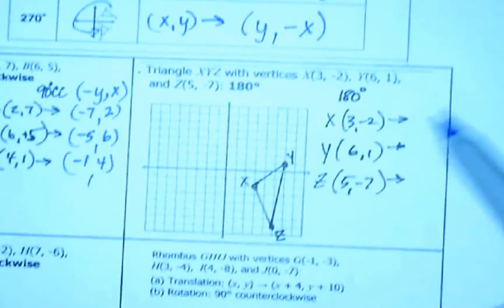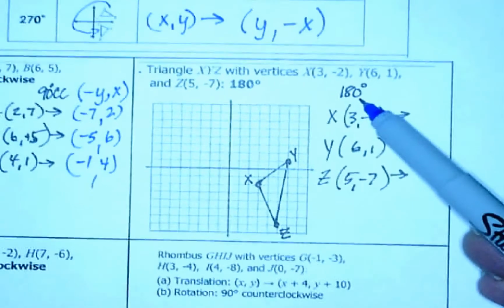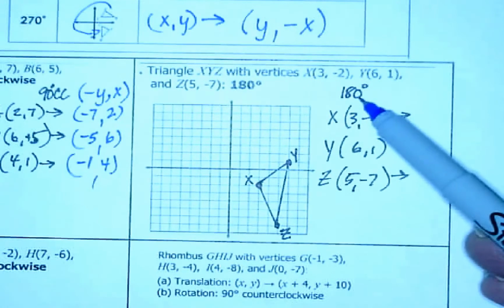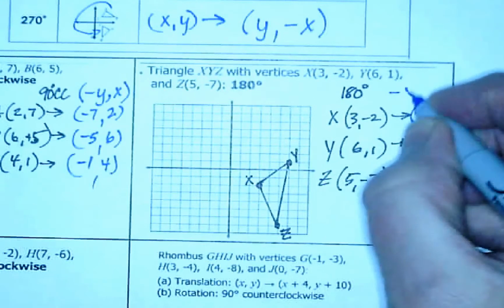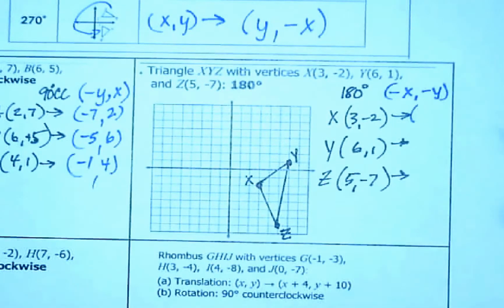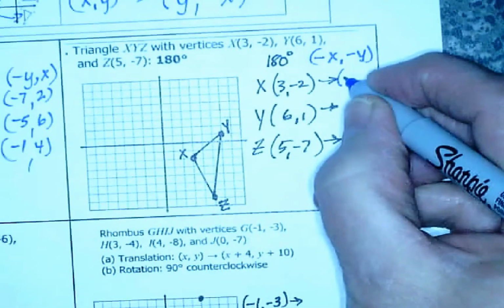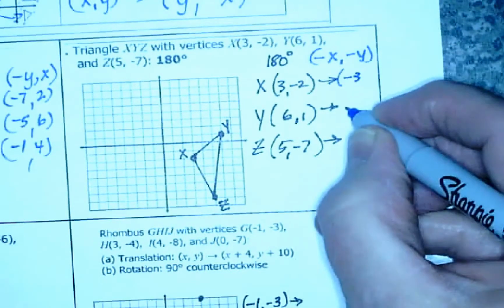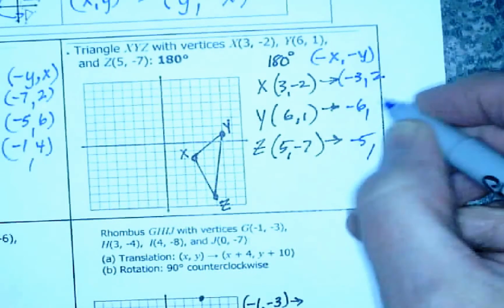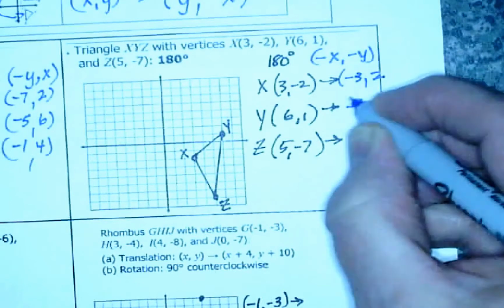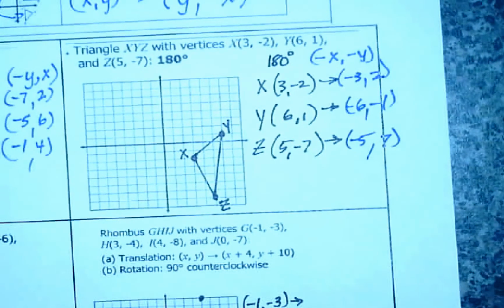Second example. Again, I've listed the three points here. They want me to rotate 180 degrees. Now 180 degrees clockwise or counterclockwise is going to be the same thing. In both cases, I want to go opposite x, opposite y. That's where 180 degrees is up here. So I'm just going to go through and go opposite, opposite, opposite, opposite, opposite, opposite. By doing that, I've got my three new points that I want to plot.